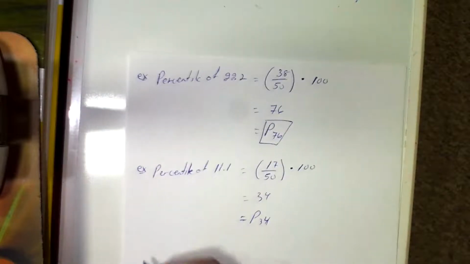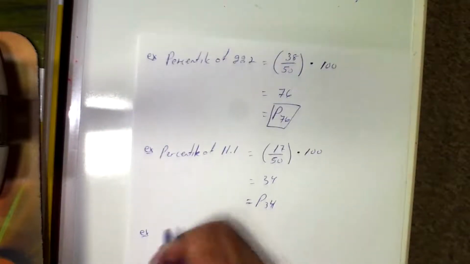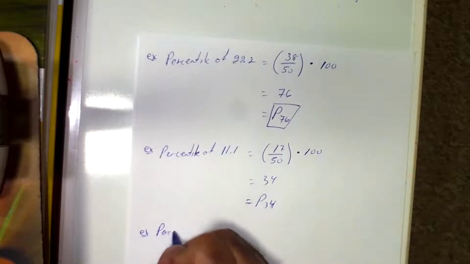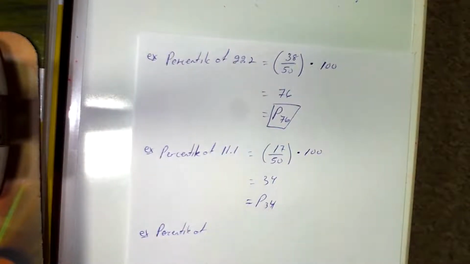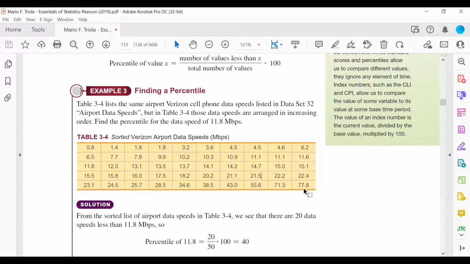All right, and the last one. Let's find the percentile of the very last number that appears on our table. What was the very last number that appeared? Oh, 77.8. What is the percentile of 77.8? All right, well, how many numbers appear before 77.8? Well, there's 50 of them. There has to be 49.